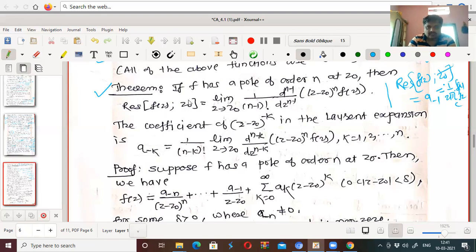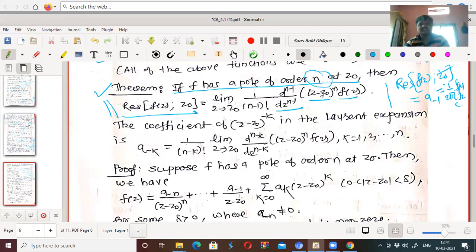Now we will see how exactly we can find the residue if the singularity is a pole. So if f has a pole of order n at z0, then the residue of f of z at z0 is the limit as z tends to z0 of 1 upon n minus 1 factorial times the n minus 1th derivative with respect to z of z minus z0 to the power n into f of z. This formula is very useful for finding the residue of a given function if that function has a singularity which is a pole of order n.